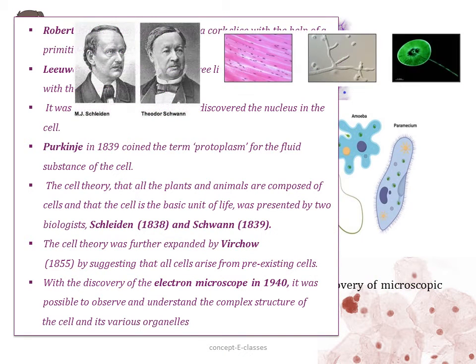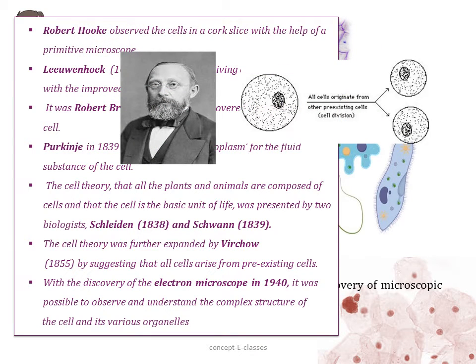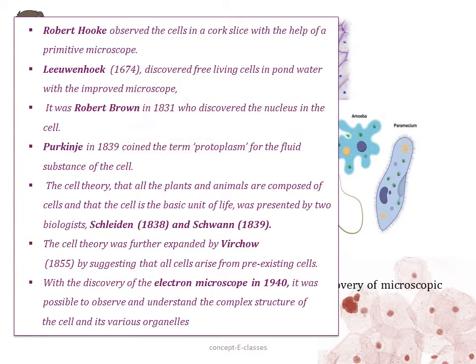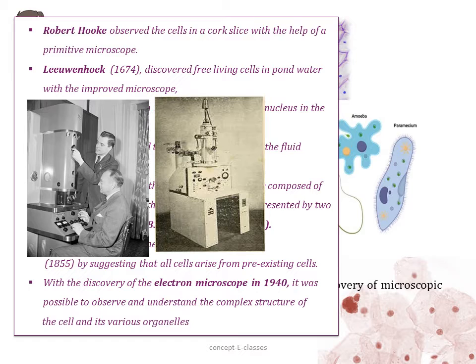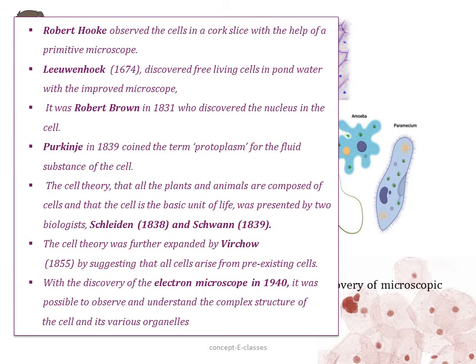The cell theory explains that all plants and animals are composed of cells, and the cell is the basic unit of life. This theory was presented by two biologists, Schleiden and Schwann, and was further explained by Virchow, suggesting that cells come from pre-existing cells. Then, with the discovery of the electron microscope in 1940, it was possible to observe and understand the complex structure of cells and their various organelles. So the invention of magnifying lenses and microscopes led to the discovery of the microscopic world.